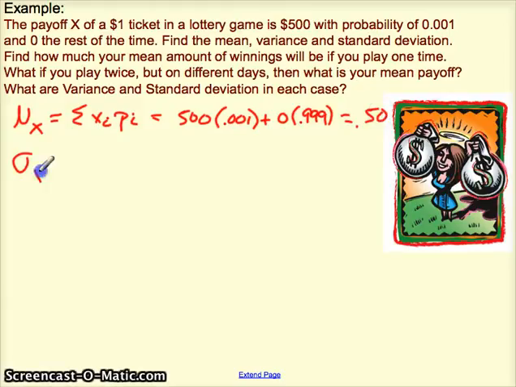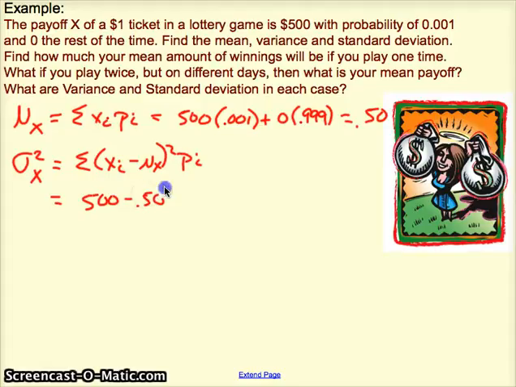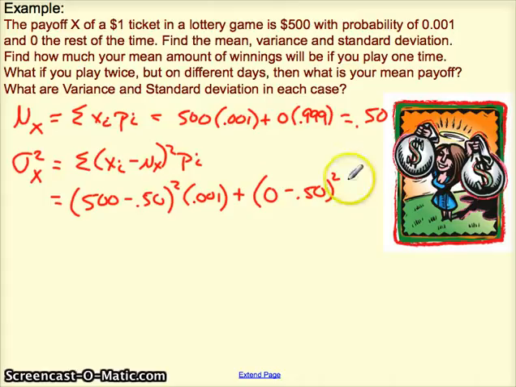How about the variance? Well, recall that that's equal to the sum of every outcome minus the mean squared times the probability of that outcome. So our two outcomes here, $500 winnings minus a mean of 50 cents squared times the probability of that outcome. Added, because we add them together, the next outcome, 0 minus 50 cents squared times the probability of that outcome, which is 0.999. If you do that math, you get $249.